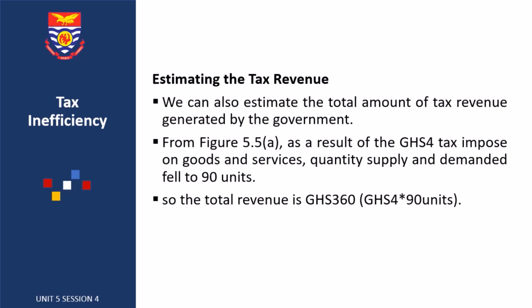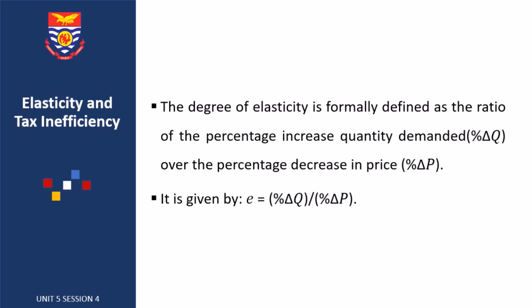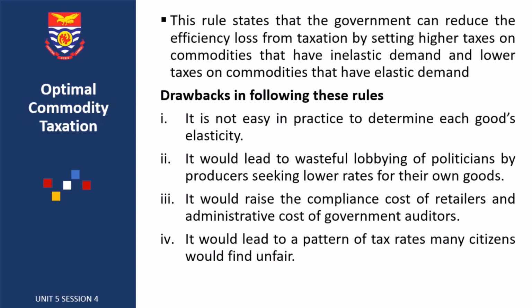But then remember, there is some portion which has been lost. If the government had taken some factors into consideration, it would have gotten more than the amount it has. That's the 360 Ghana cedis. Right, so the degree of elasticity is formally defined as the ratio of the percentage change in quantity demanded to the percentage change in price. So we looked at this in our previous session.